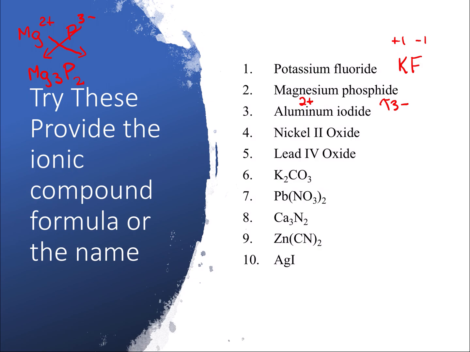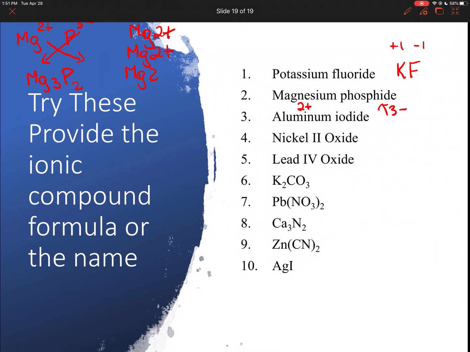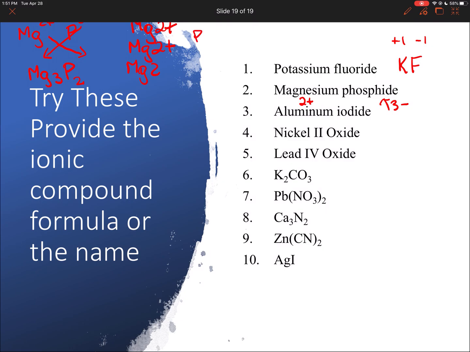So why does that work? I always have to point out why this works. The lowest common multiple of 2 and 3 is 6. We needed 3 magnesium cations to even out with our phosphide 3-, 3-: 6+, 6-, neutral. Okay, so Mg3P2.